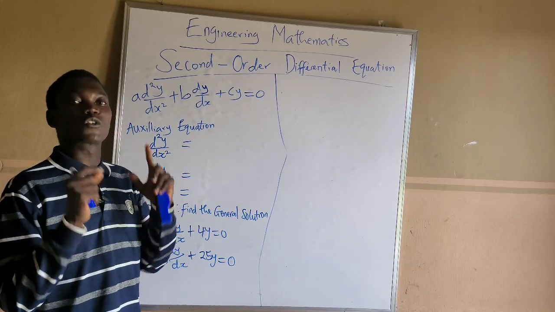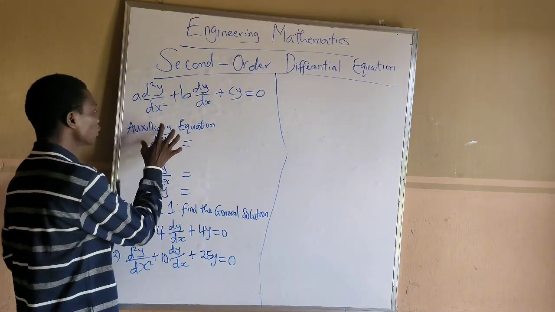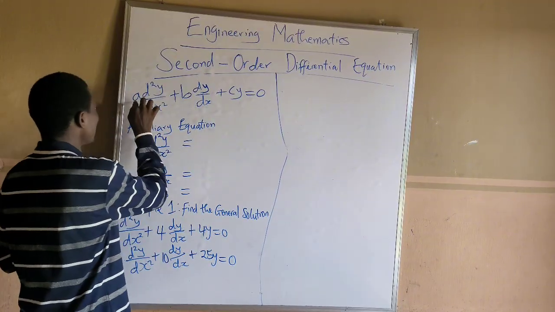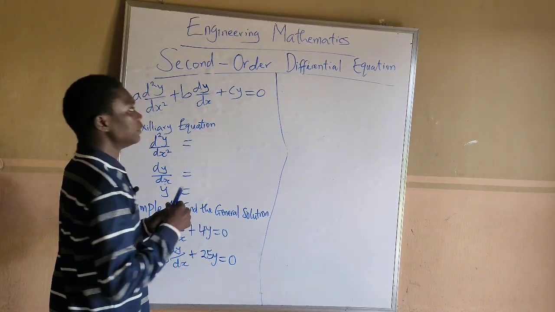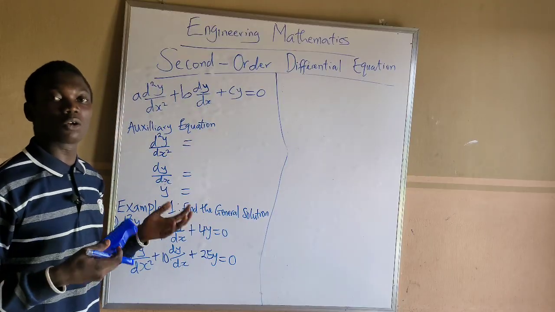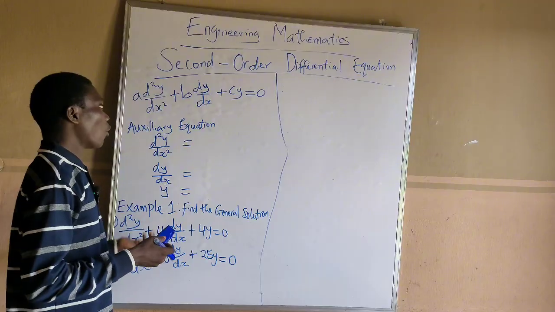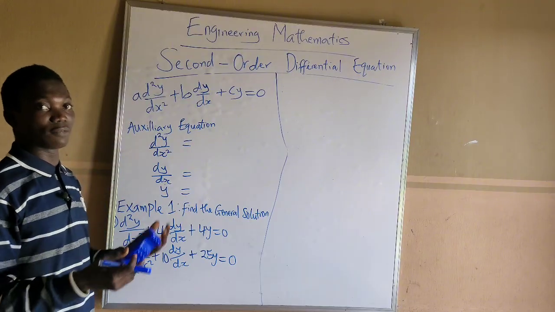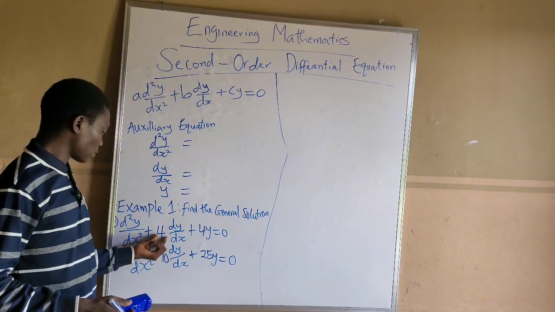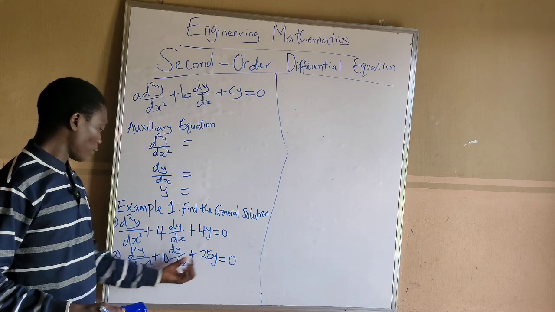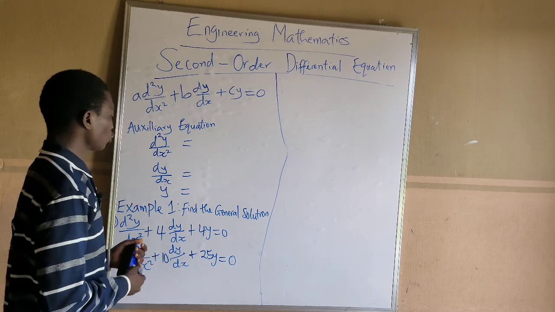Now in second order differential equations, the first thing you have to take note of is that you need to get your auxiliary equation. And how do you get your auxiliary equation? Now you see this a, b, c here, they represent constants, they represent a certain number. It could be 4, 5, 6, 7, it could be 25, it could be any number. Okay, take note of that.